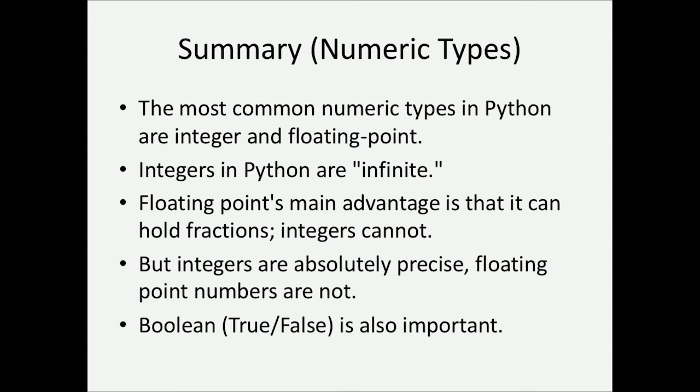So in summary, the most common numeric types in Python are integer and floating point. And integers in Python are infinite. Basically, they can be astronomically large and still be precise. A floating point is important because it can hold fractions, integers can't. But integers are absolutely precise, and floating point numbers can have rounding errors. And finally, Boolean values are going to be very important in Python programming, and they're either true or false.